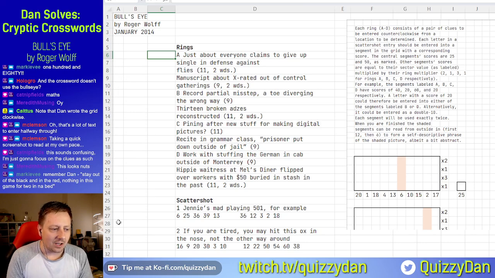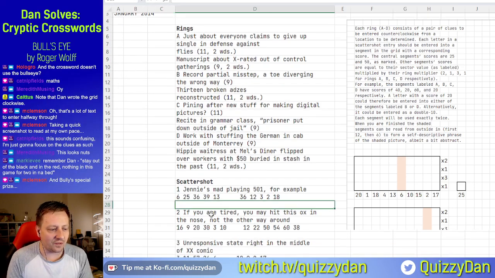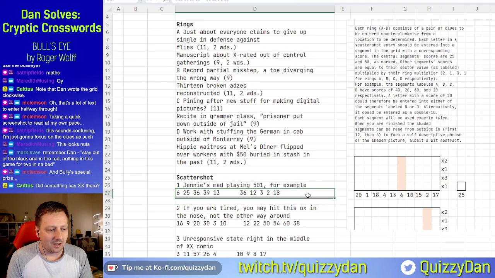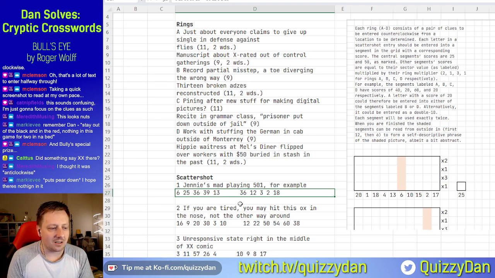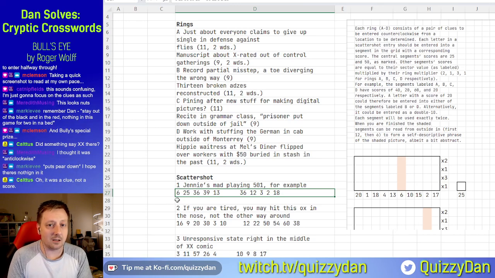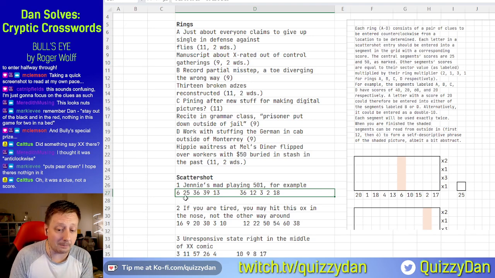We'll come on to the scattershot, but I'm going to explain it now anyway. The answer to this is 5, 5. The first letter of the first word is in a place that scores 6. The next one scores 25. I think the only place that could be 25 is the outer bull. 36, that's probably triple 12, but it could be double 18, and so on and so forth. 39 must be triple 13, and so on and so forth.